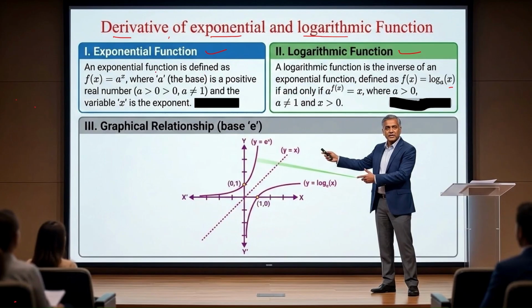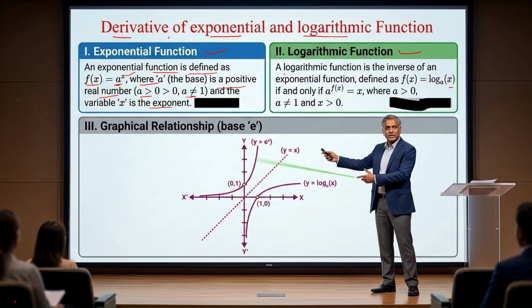An exponential function is defined as f of x is equal to a power x, where a is the base, a positive real number. A must be greater than 0 and it should not equal 1. Why should a not equal 1? 1 to the power of anything is 1 only. Where a is the base and x is the exponent, a must be positive and should not equal 1.